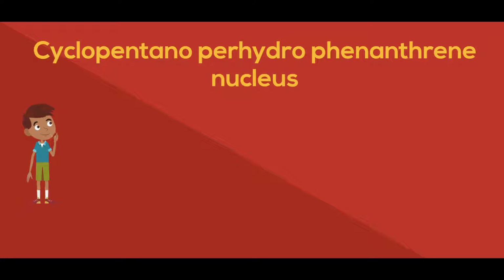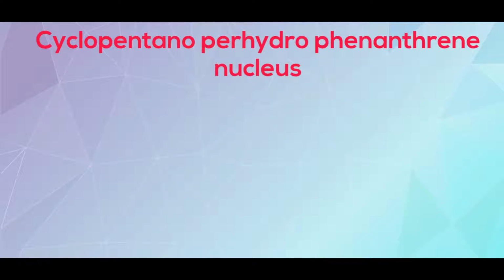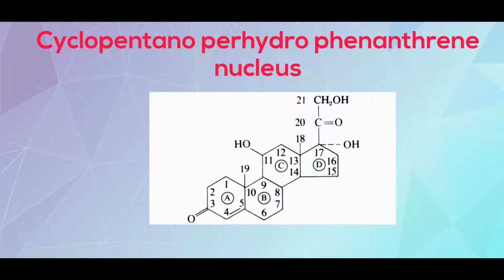Cyclopentanoperhydrophenanthrene nucleus. Steroids are modified triterpenes, which are also derived from squalene by cyclization, unsaturation, and substitution. The nucleus of all steroids is the tetracyclic C17 hydrocarbon 1,2-cyclopentanoperhydrophenanthrene, substituted by methyl groups at C10 and C13 as well as an alkyl side chain at C17.